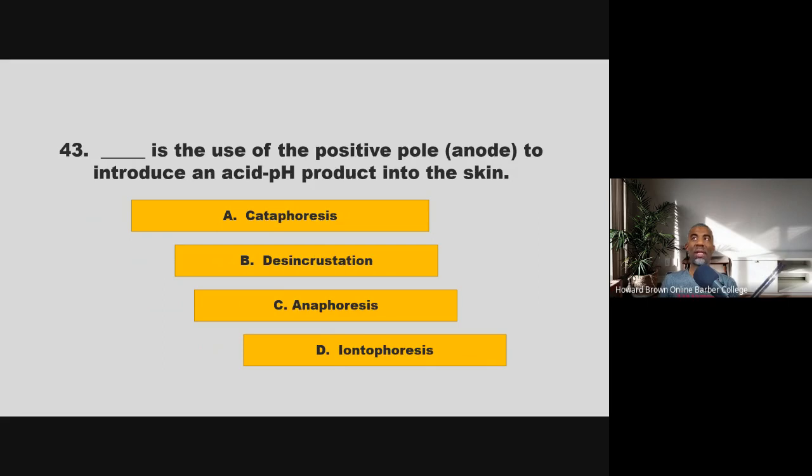Blank is the use of the positive pole anode to introduce an acid pH product into the skin. Is it cataphoresis, desincrustation, anaphoresis, iontophoresis? If you chose A, cataphoresis, you are correct.